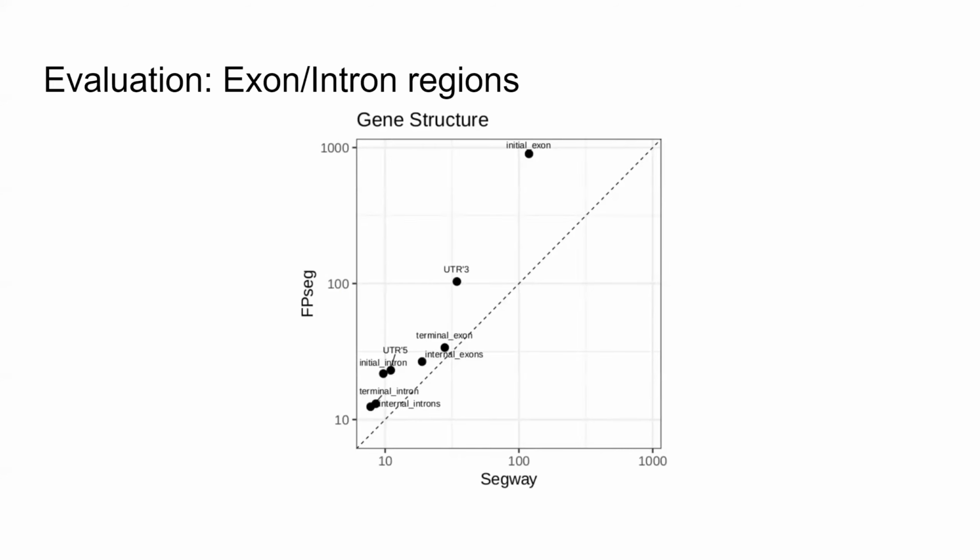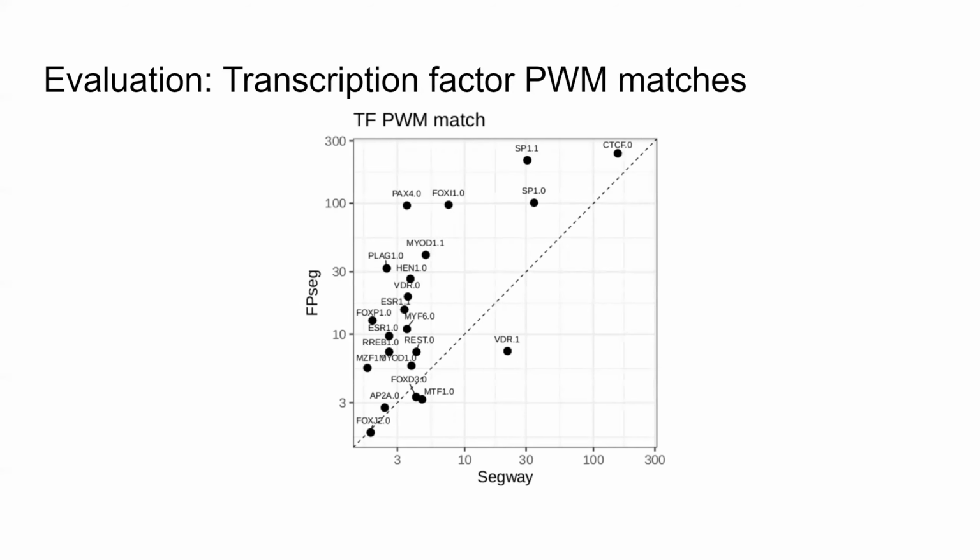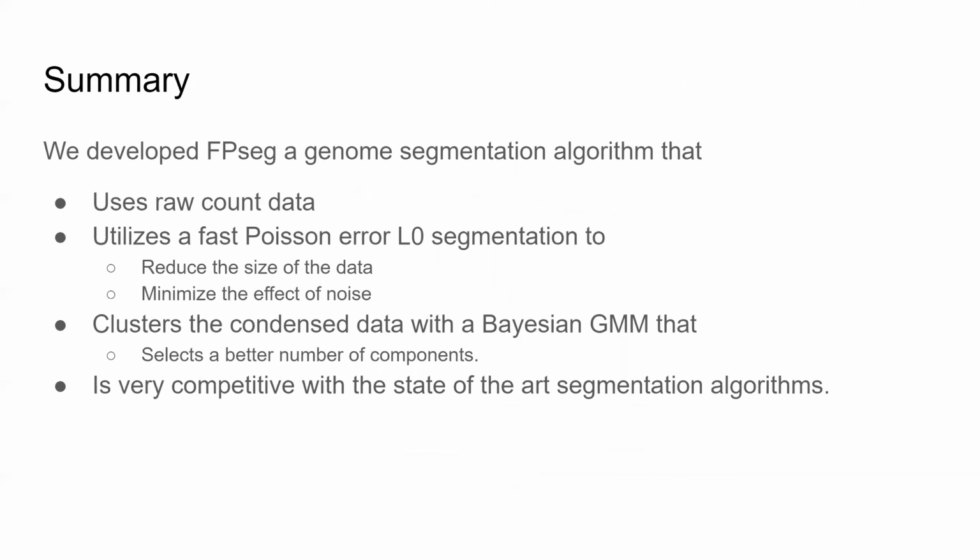And also, we checked the enrichment for exon-intron regions. FPseg again outperformed Segway. Notably, we observed a 913-fold enrichment for the initial exon over Segway's 118. We finally checked enrichment for transcription factor PWM matches. We likewise find improved enrichment for all but four transcription factors.